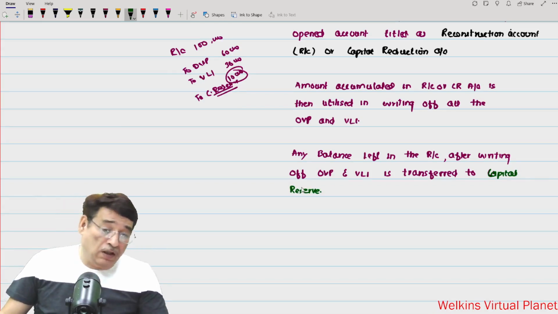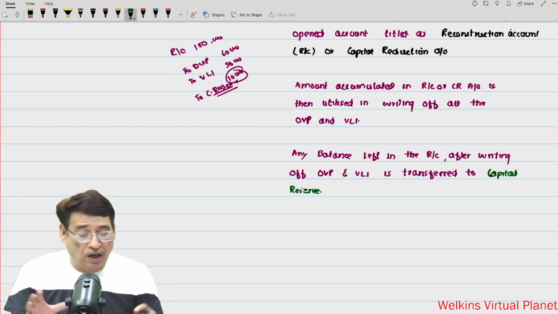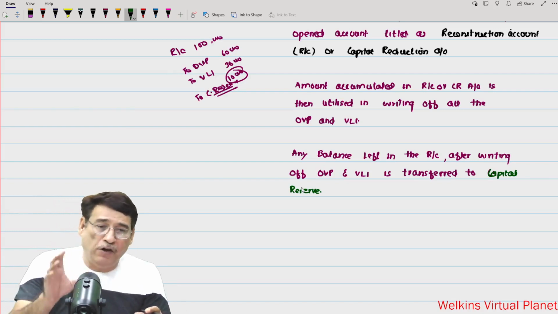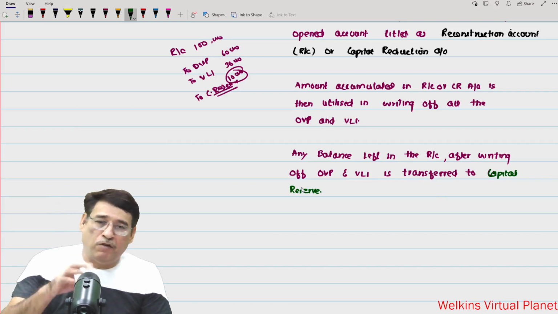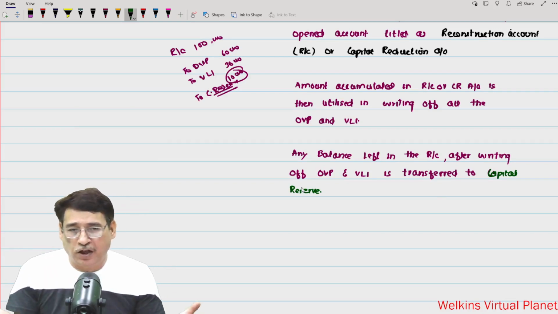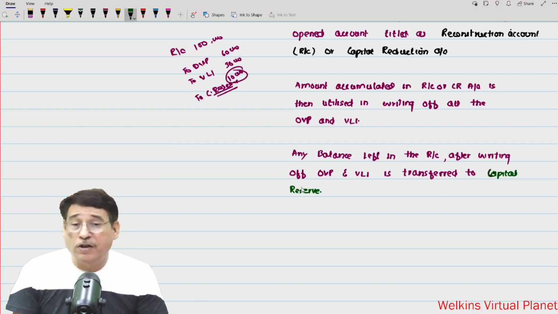So, this is all about a scheme of internal reconstruction. I have given you a bird's eye view with respect to the scheme of internal reconstruction. In the next session, when we are going to meet, obviously, we will take up practicals. And as usual, we are going to do lots of practicals in this particular chapter. So, shall meet you in the next session with something obviously new.